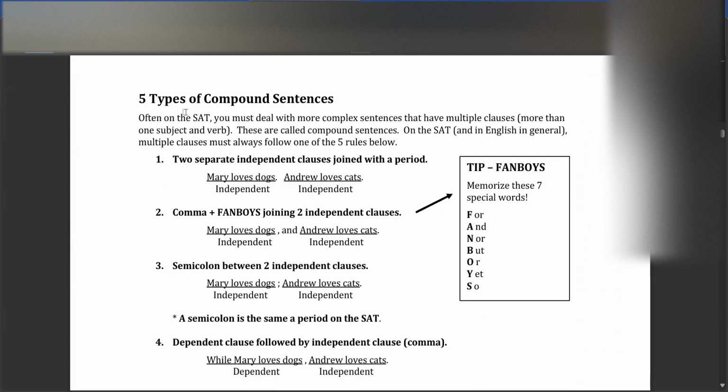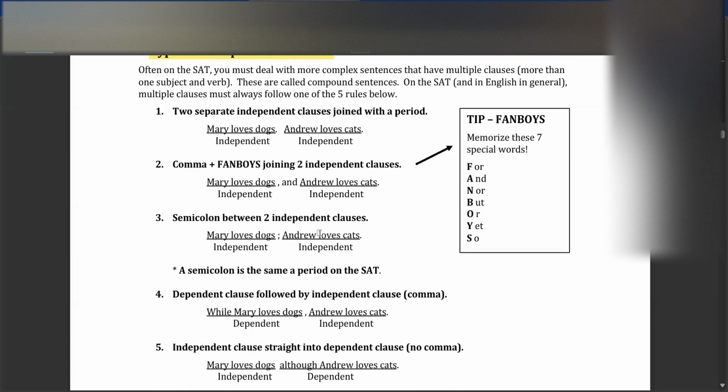Okay, now we're going to move to another topic. We have types of compound sentences. We have two independent clauses. We need to join them together. Never forget FANBOYS. Okay? So we can separate them by a period, or using comma FANBOYS, or a semicolon between the two sentences.